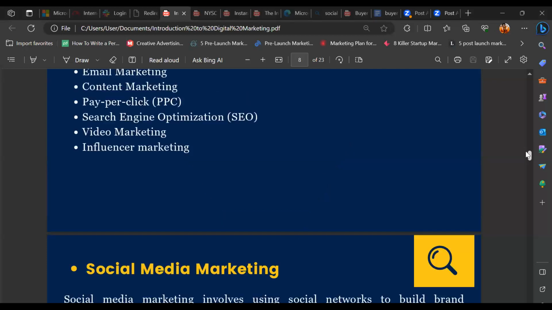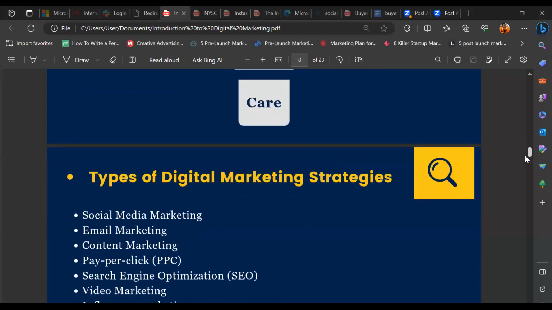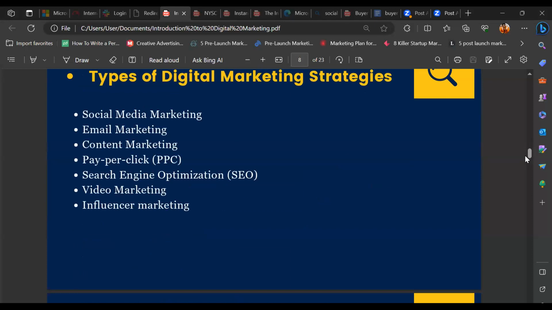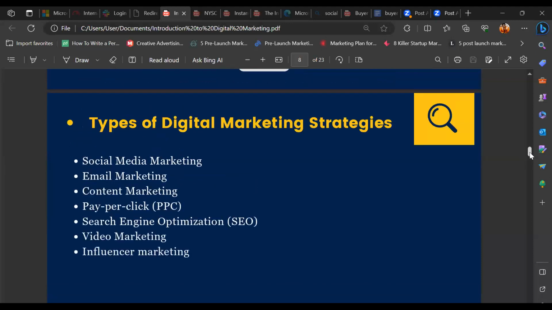Now let's go down. That's digital marketing. So of course, these are them: social media marketing, email marketing, content marketing, pay-per-click, search engine optimization, video marketing, influencer marketing. These are all types of digital marketing strategies. There are even more than this. But for the purpose of this class, we'll just focus mostly on social media marketing, because that is what drives more these days, right?